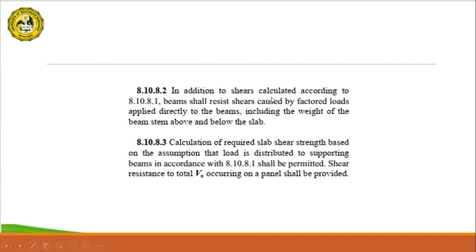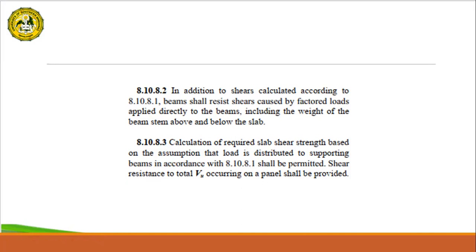Then, in addition to shears calculated according to 8.10.8.1, no, yung table kanina, beams also shall resist shears caused by factored loads applied directly to the beams, including the weight of the beam stem above and below the slab. So calculation of required slab shear strength based on the assumption that load is distributed to supporting beams in accordance with 8.10.8.1.